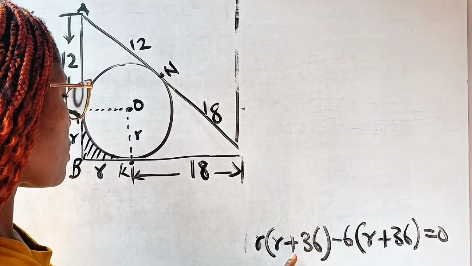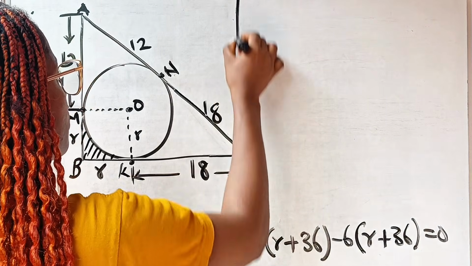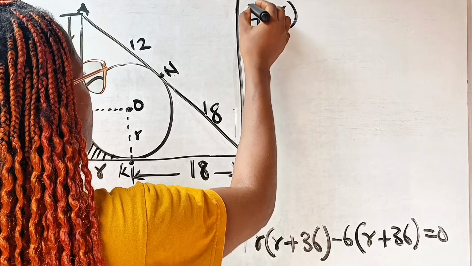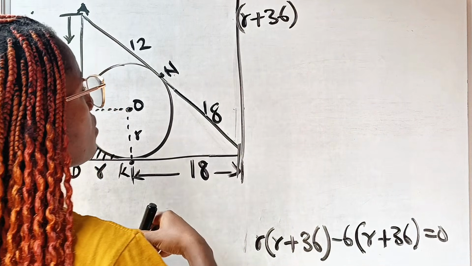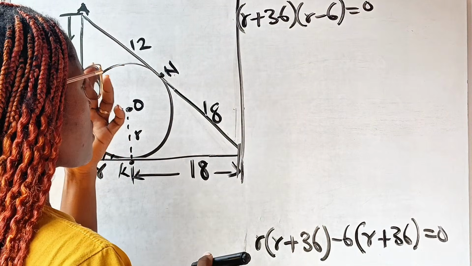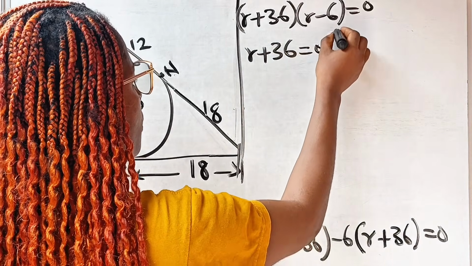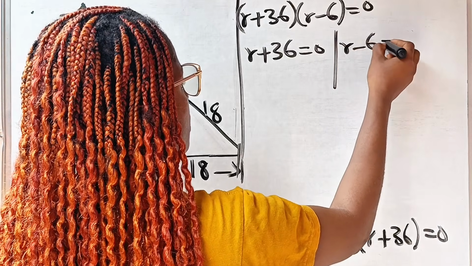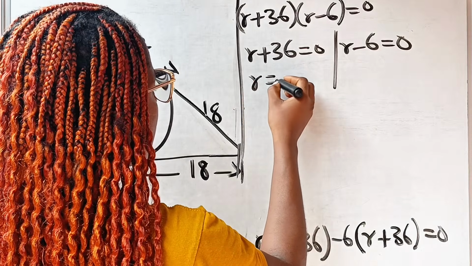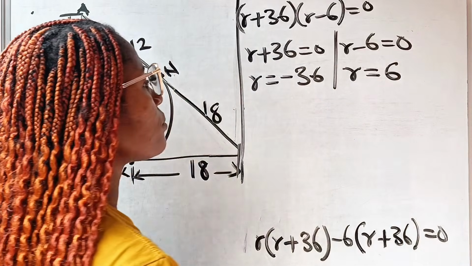All right, now looking at what we have, we can see that we have the same thing in the bracket. So let's quickly pick one. So if we pick one, we have r plus 36 multiplied by r minus 6, and this is equal to 0. So this implies that r plus 36 is equal to 0 and r minus 6 is also equal to 0. So solving further, we have r could be -36 and also r could be 6.